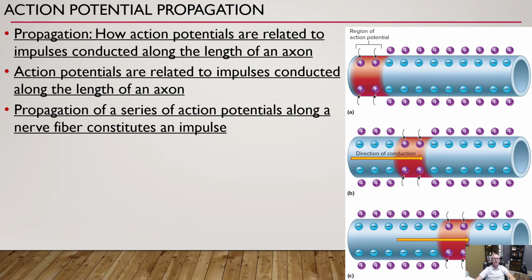All right, so we have this definition called propagation. And I said that once we create an action potential, it will go down the length of the axon. And that's just called propagation. How action potentials are related to impulses conducted down the length of the axon.